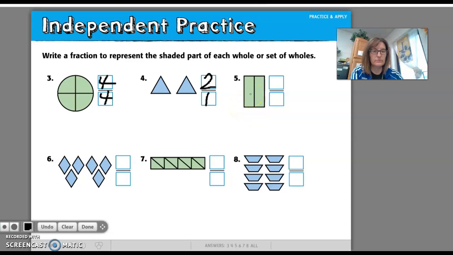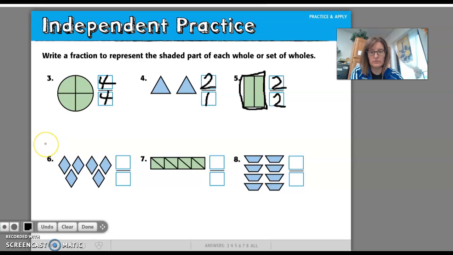Number 5. Think, boys and girls. What do we have one whole of? We're looking at this entire rectangle as our one, but it is cut into 1, 2 sections. And both sections are colored. So one whole rectangle is colored in.